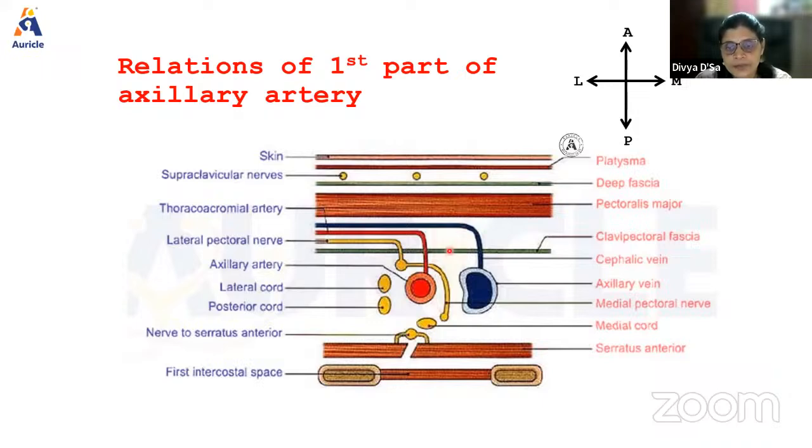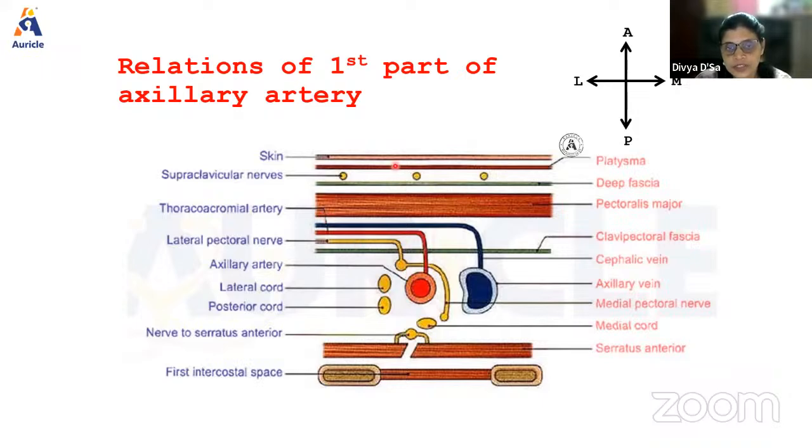Piercing the clavipectoral fascia, we have the thoracoacromial artery, the lateral pectoral nerve, and the cephalic vein. The cephalic vein pierces this and drains into the axillary vein, whereas the thoracoacromial artery, a branch of the axillary artery, pierces and comes out, along with the lateral pectoral nerve.